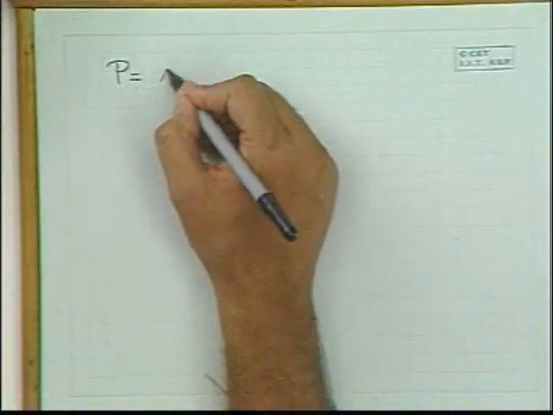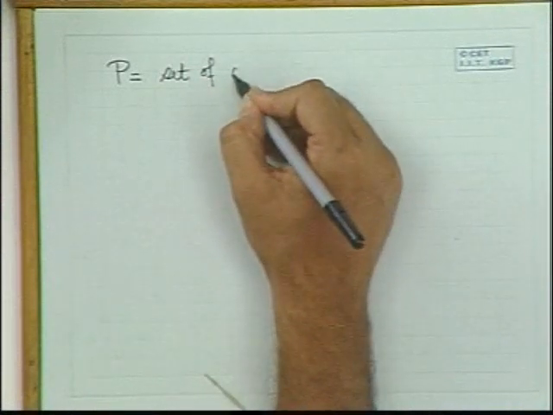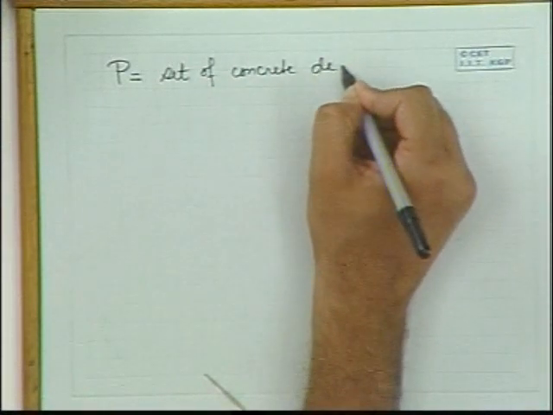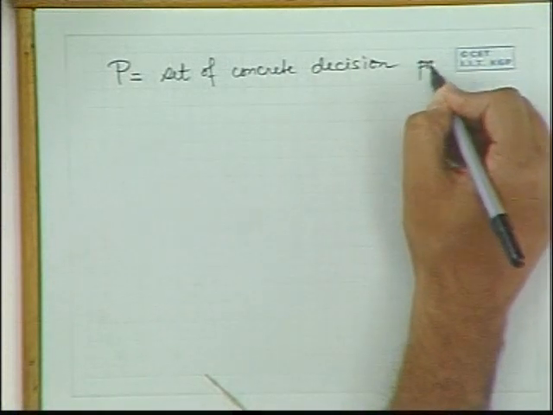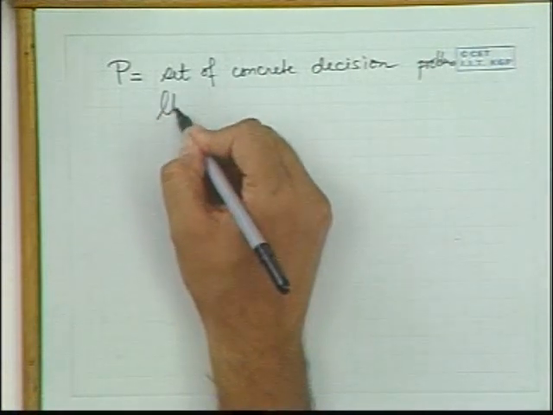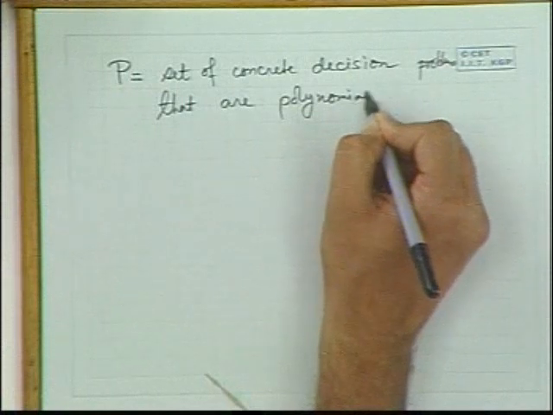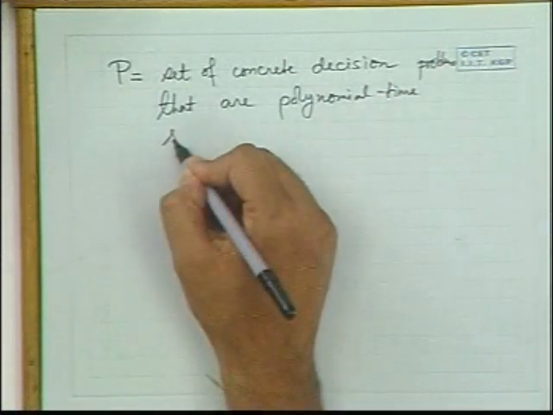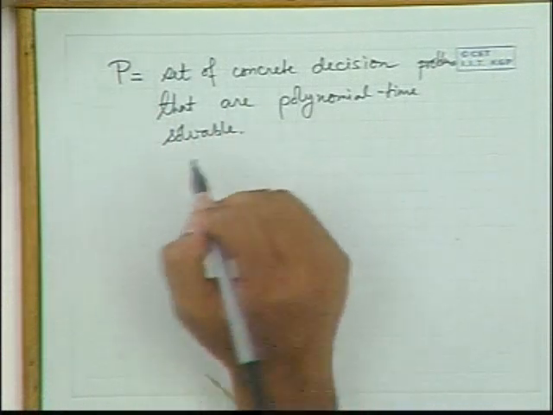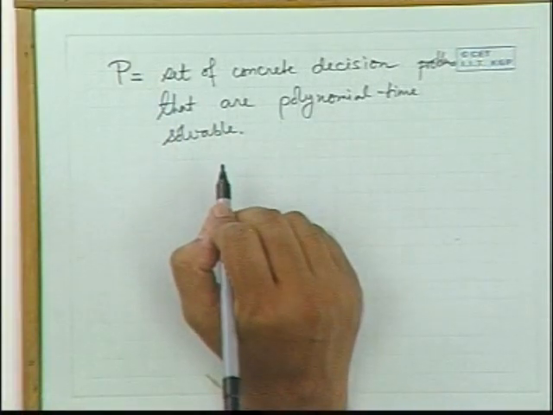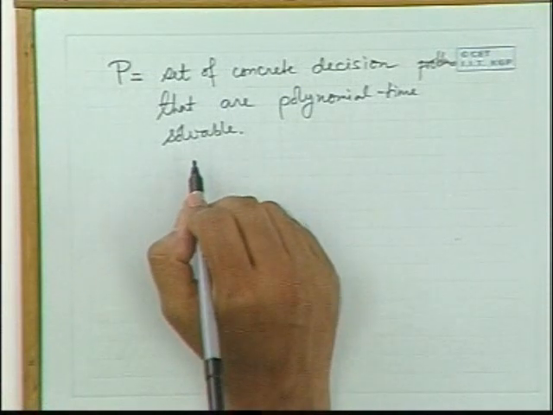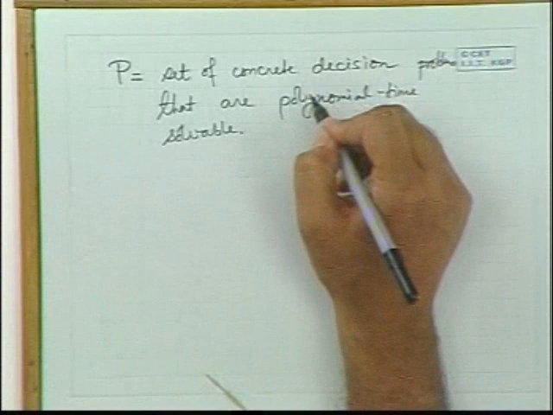Now this gives us a way to classify all those problems which are polynomial time solvable. So let us define this. The class P is the set of concrete decision problems that are polynomial time solvable. So all those problems which can be solved in polynomial time constitute the class called P. P is the polynomial time solvable problems.